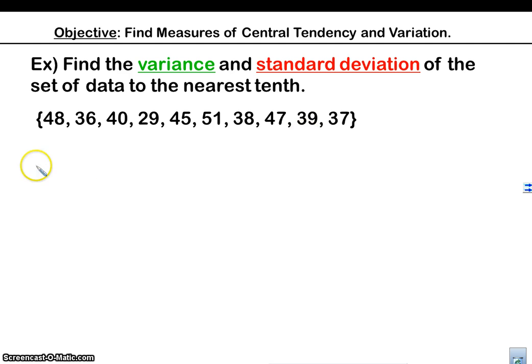So let's go ahead and find the mean, and I'm just going to do this very quickly in the calculator. All right, so I found that the mean is 41. I did that by adding these up and dividing by 10.